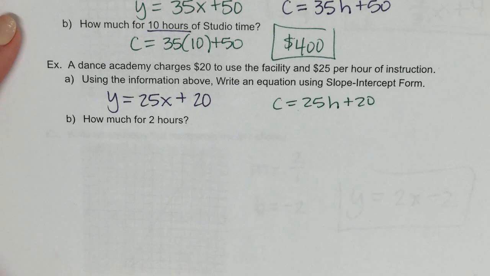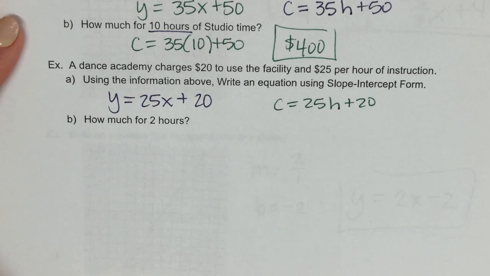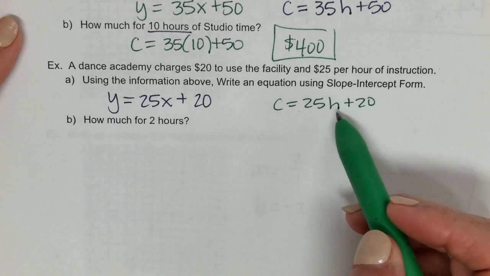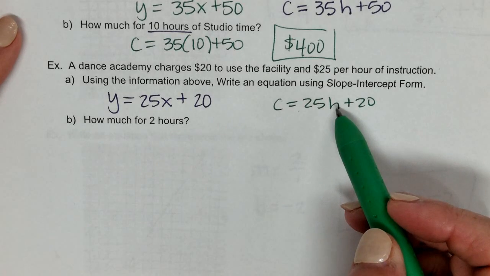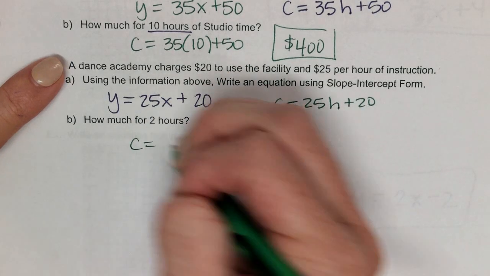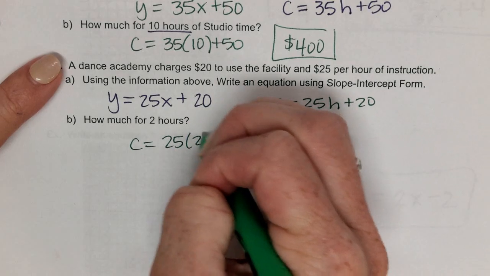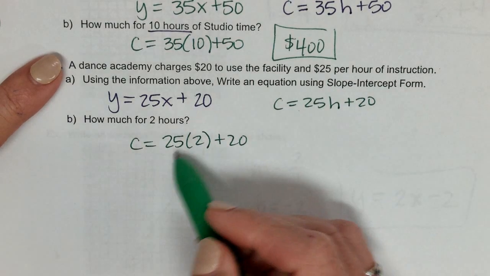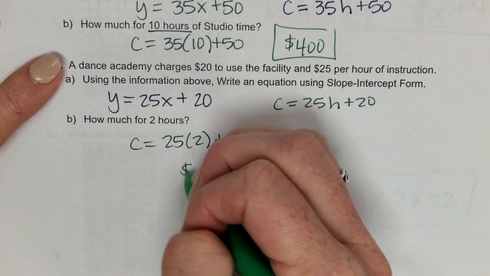It says how much would it cost for 2 hours? So am I plugging in for the y or the x? The x, because the x represents the h, the hours, yes? So to find my cost, I'm going to do 25 times 2 plus 20. Well, that's 50 plus 20, which is $70.